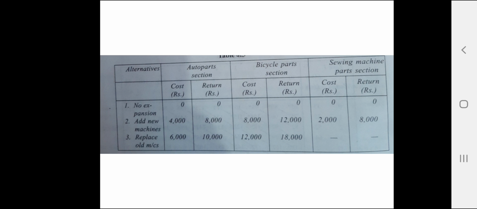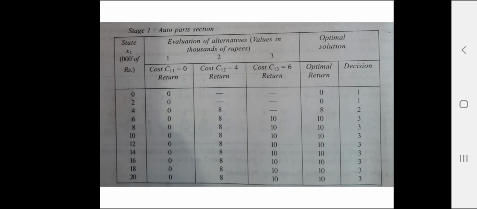So the returns of various alternatives are given, and now we'll take this in a table. Now you draw this table: auto parts section, stage 1. Here the investment varies from 0 to 20,000. So if there is 0 investment, there is no return.